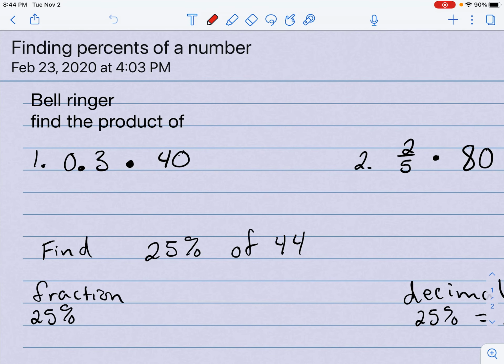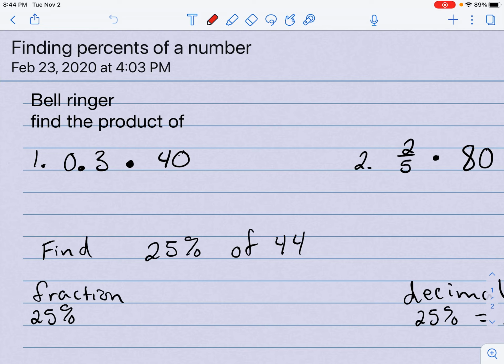Alright, we're going to look at finding percents of a number. So yesterday we looked at converting percents to decimals or fractions. So we're kind of using that thought here, and all we're going to do is multiply those numbers by that percent, but we're going to convert the percent into a decimal.